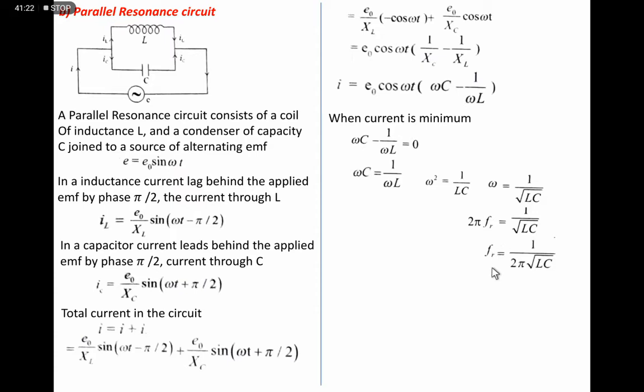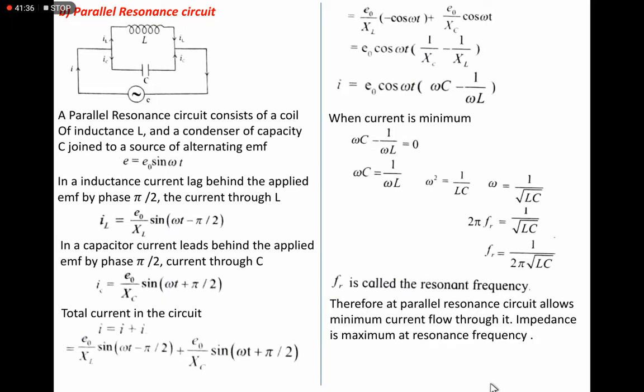This is the frequency at which resonance occurs across the parallel LC circuit. Actually, at the resonating frequency in a parallel resonance circuit, the current becomes minimum because the impedance is maximum. The impedance of the circuit becomes maximum, and the value of the current becomes minimum, or a low current passes through this LC circuit.